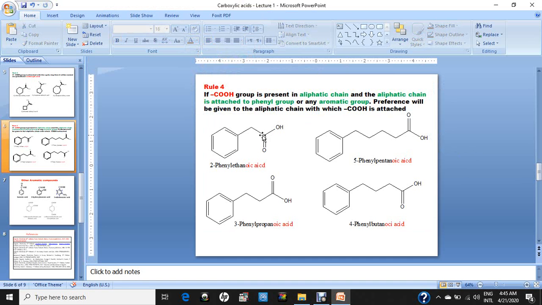Suppose the aliphatic part is this chain, this linear chain, not cyclic. It will be given preference rather than the aromatic ring. So how will the name be? Here you give number 1, 2. At carbon number 2 there is a phenyl group. So 2-phenyl, two carbons, ethanoic acid. Here 1, 2, 3, 4, 5: 5-phenylpentanoic acid. Here 1, 2, 3: 3-phenylpropanoic acid. And 4-phenylbutanoic acid.